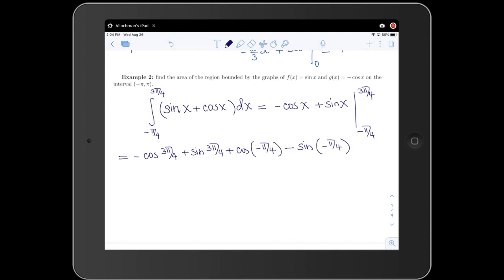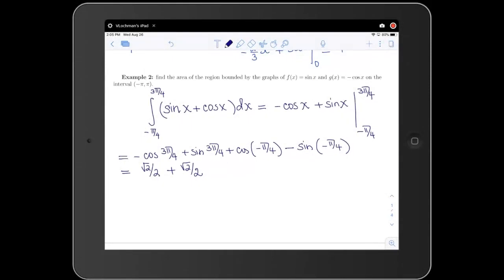Now, all of these values will be the same in absolute value. We're dealing with root 2 over 2. The question is, are they positive or negative? So 3 pi over 4, that is what? Third quadrant? No, that's second quadrant. In the second quadrant, cosine is negative. Minus minus gives us a plus. So this is root 2 over 2. Still second quadrant, so this is also root 2 over 2.